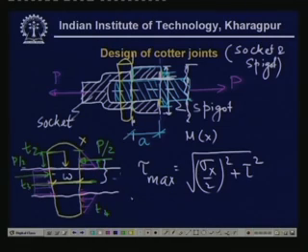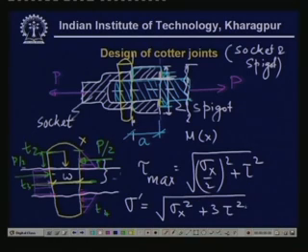Sometimes we use von Mises stress, then we find out equivalent normal stress, which is equal to under root sigma x square plus thrice tau square. So in the former case, this value will be lesser than tau allowable, and in that case this value is lesser than sigma allowable. Now this is how the cotter has to be designed. So roughly we have now completed the entire design procedure.